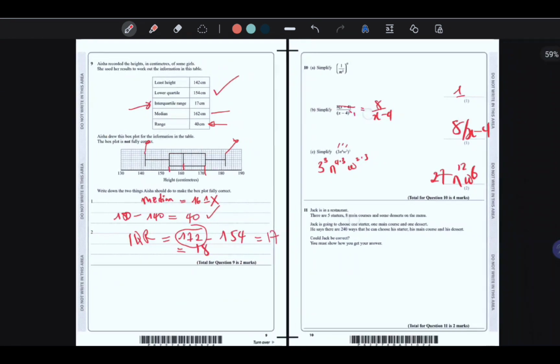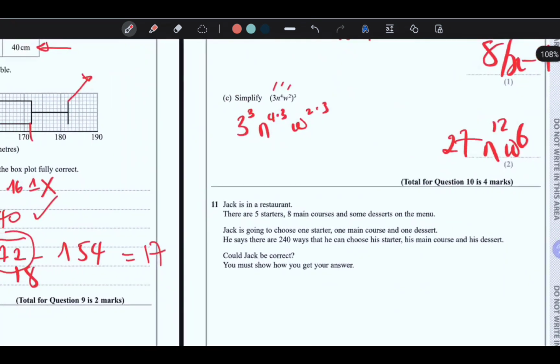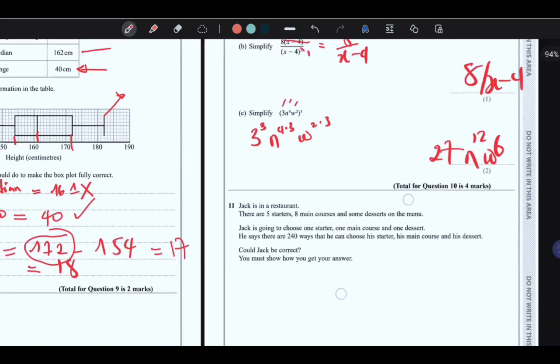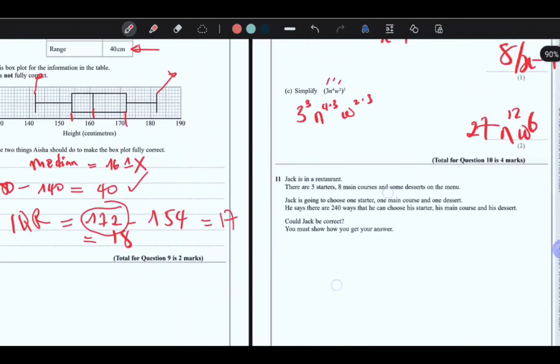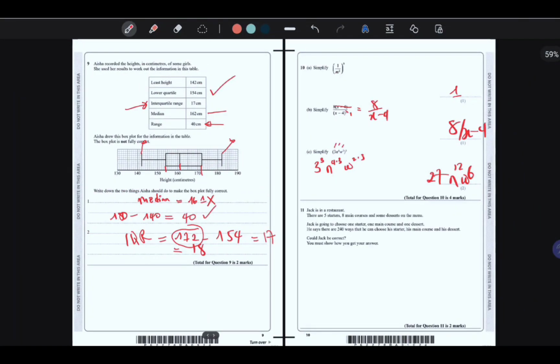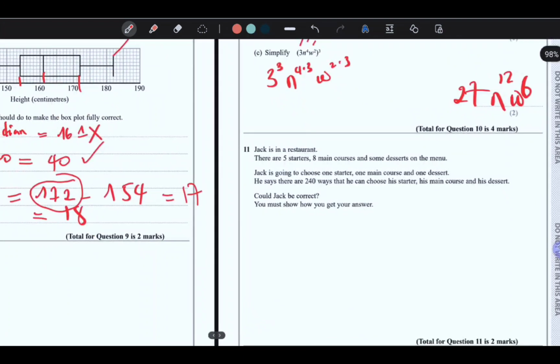Next question. Jack is in a restaurant. There are 5 starters, 8 main courses, and some desserts on the menu. Jack is going to choose 1 starter, 1 main course, and 1 dessert. He says there are 240 ways that he can choose his starter, his main course, and his dessert. Could Jack be correct? You must show all your working and how you got your answer. Okay. This is 2 points.